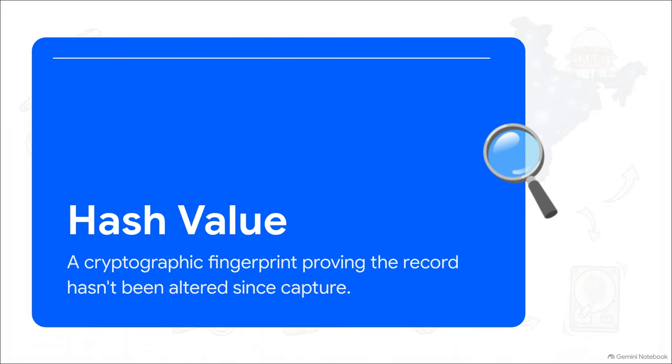Now, what in the world is a hash value? Think of it like a digital wax seal on an envelope. It's a unique string of characters generated by a mathematical algorithm based entirely on the file's contents. If you change even a single pixel in an image or one tiny letter in a chat, the algorithm outputs a completely different hash value, instantly exposing the tampering. This cryptographic fingerprint mathematically guarantees the evidence hasn't been altered since its initial capture. It is literally the absolute linchpin of the new law's reliability.